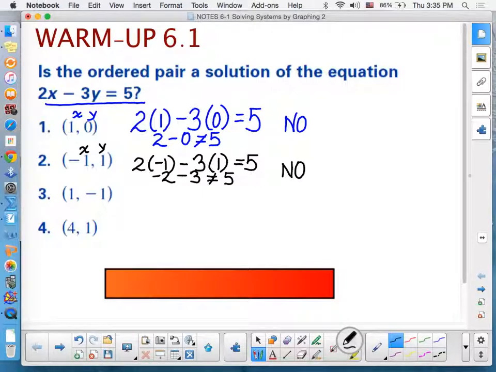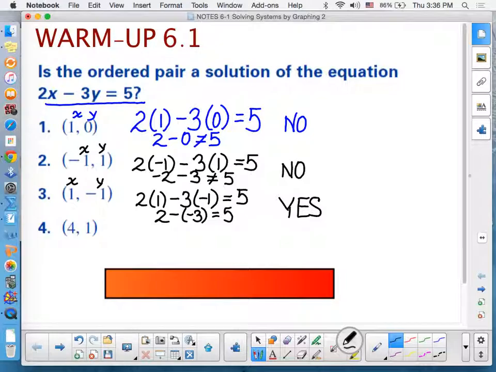If I graphed the equation that's represented here, neither of these points would fall on the line. Again, for number 3, I'm going to check by plugging them in. If they satisfy it, they'd be on the line that's graphed. They'd be a solution to the equation. So twice positive 1 minus 3 times negative 1 for the third example, and I'm checking to see if that's equal to 5. 2 times 1 is 2, minus negative 3, and some of you like to do keep, change, flip, so that'd be 2 plus 3, 5.